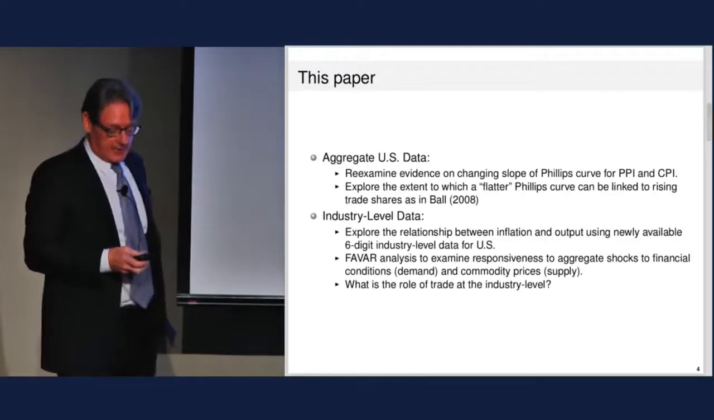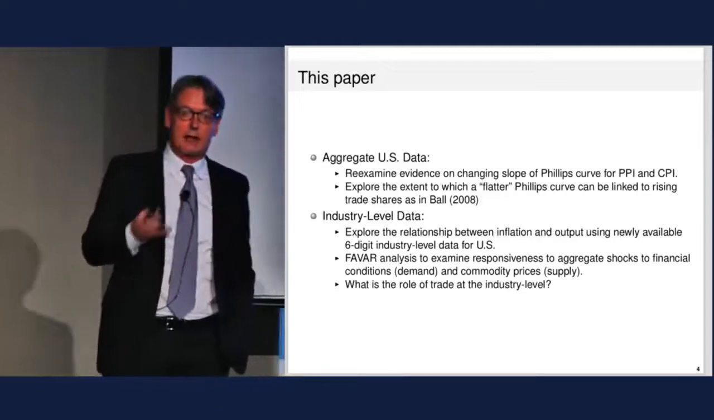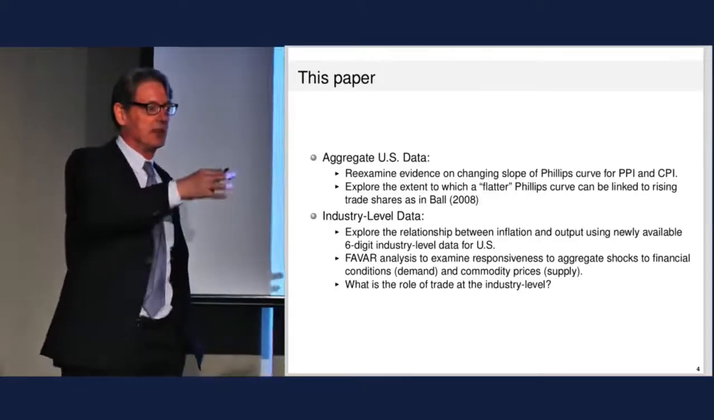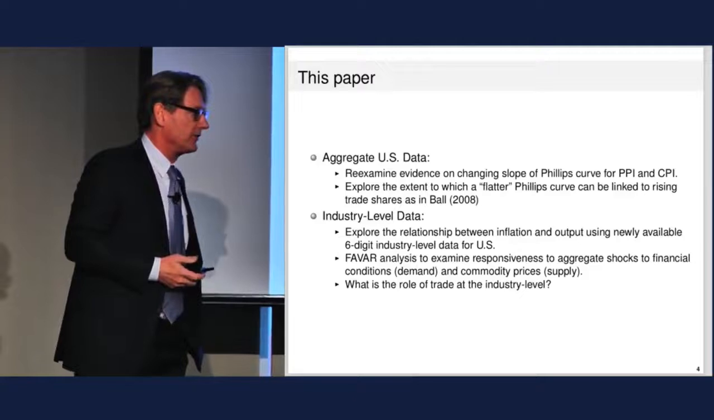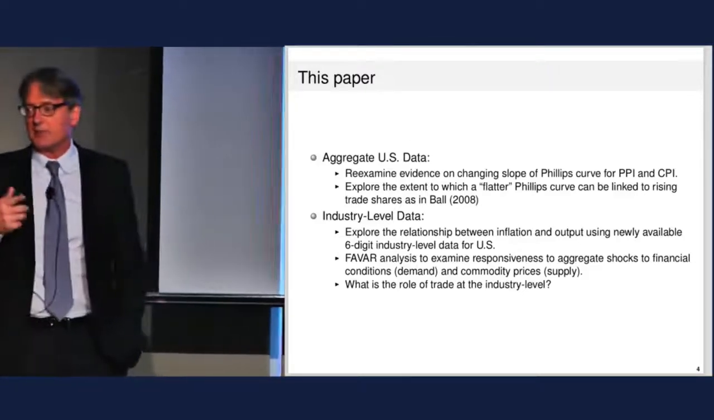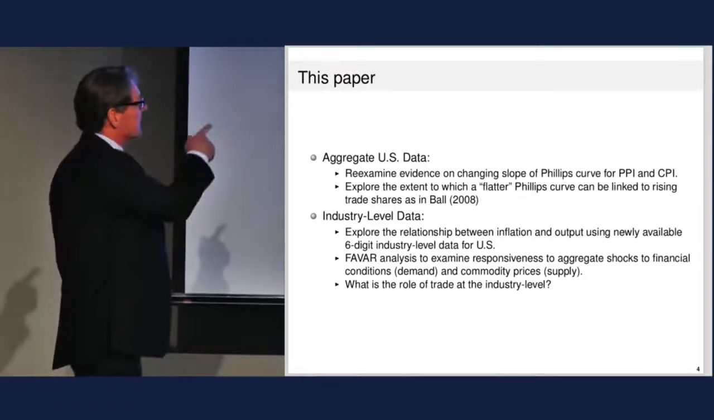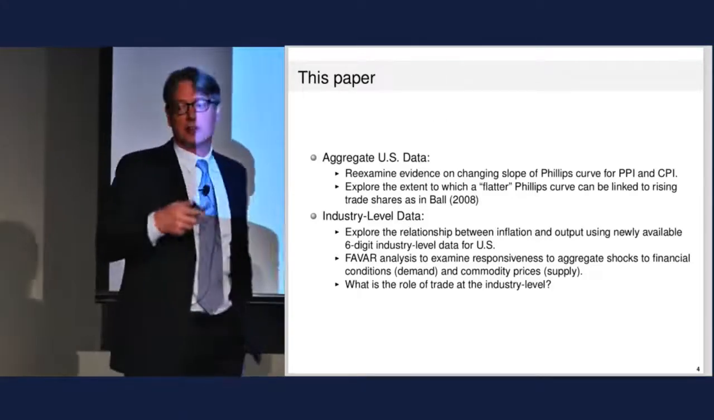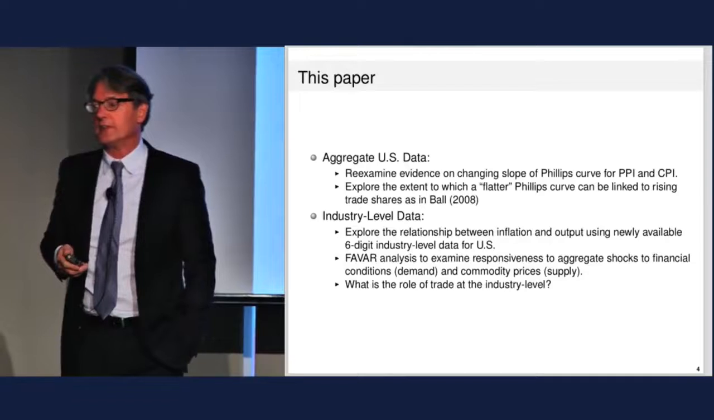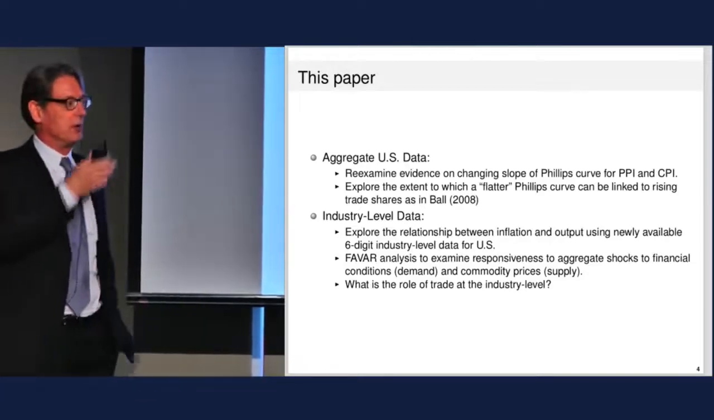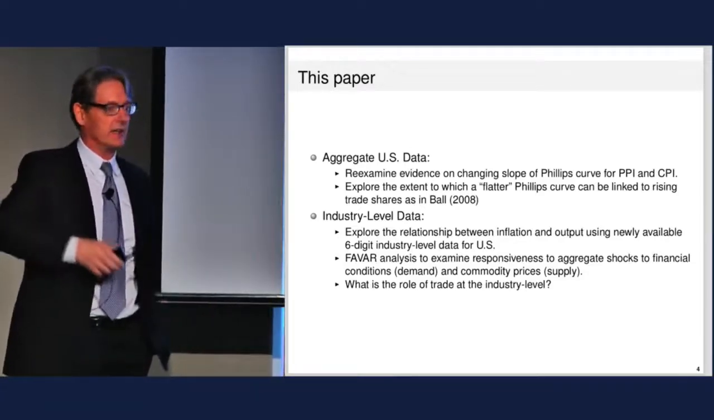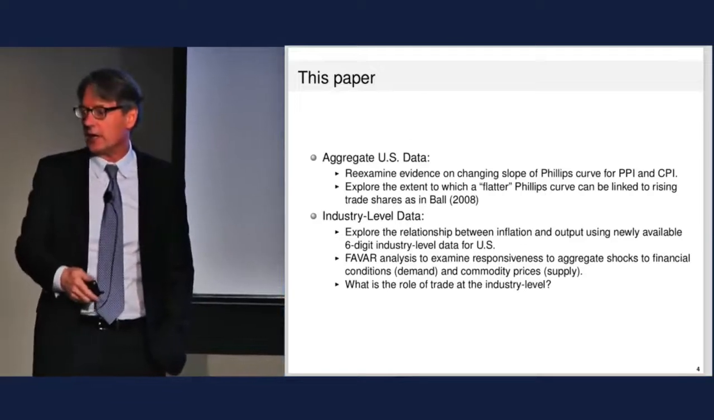Today I'm going to first look at aggregate data, and in some sense it's going to look very much like what Mark Watson showed you. I'm going to estimate some Phillips curves and show you how they're moving over time. Then I'm going to explicitly relate that to trade shares in the US economy and ask how much of this flattening correlates with the observed trade shares, in this very specific exercise.